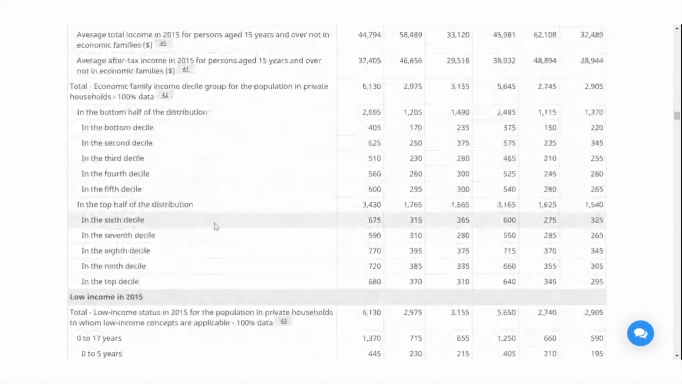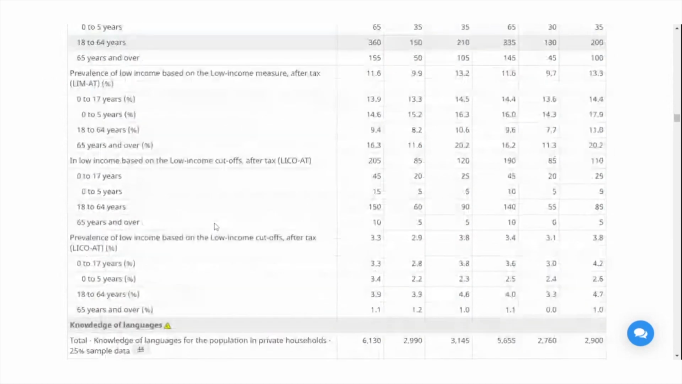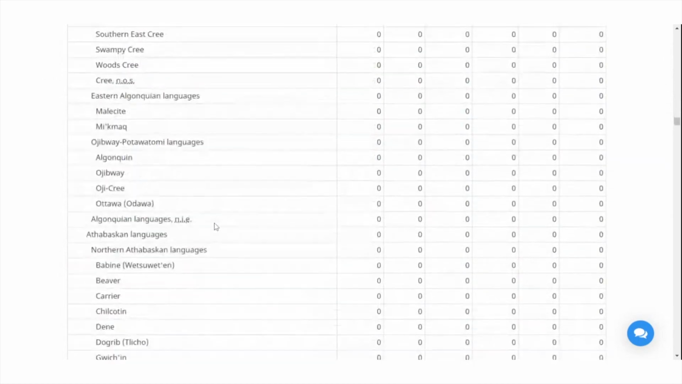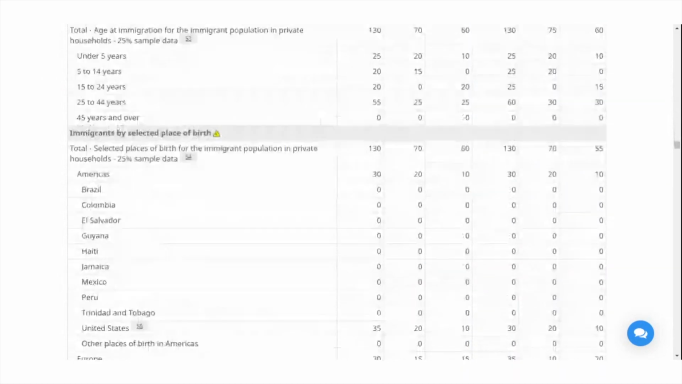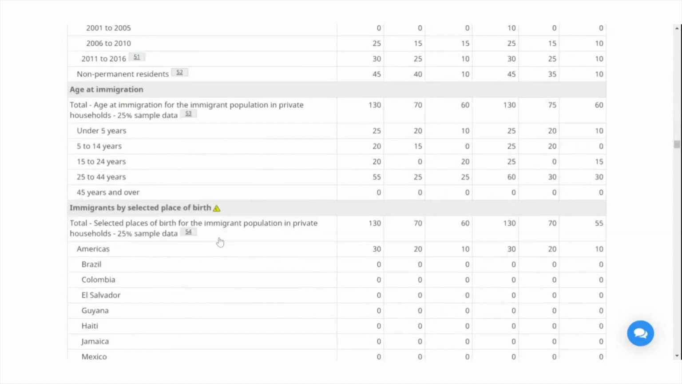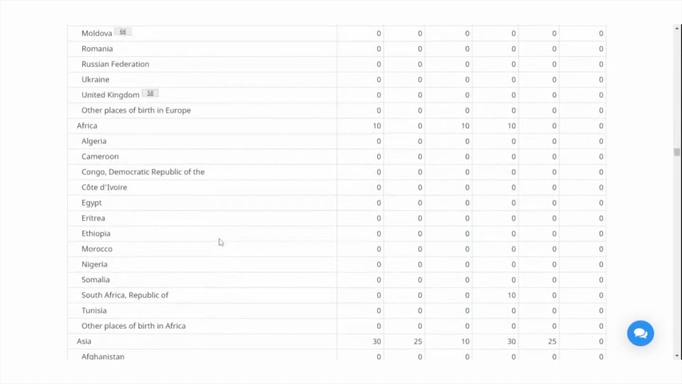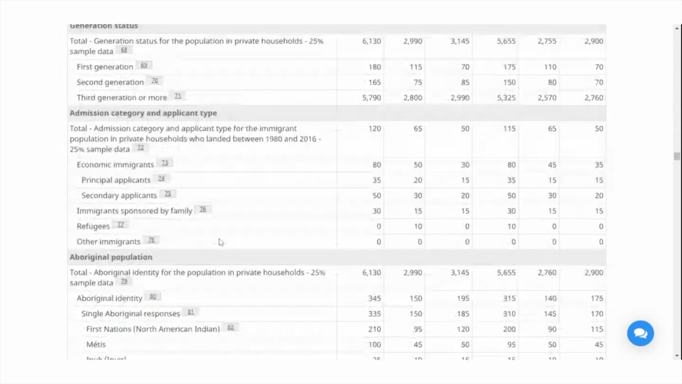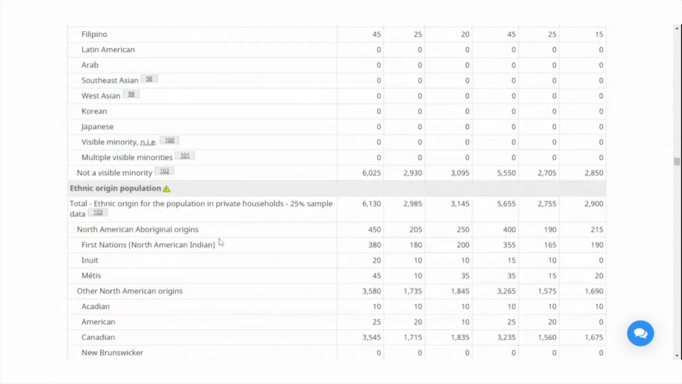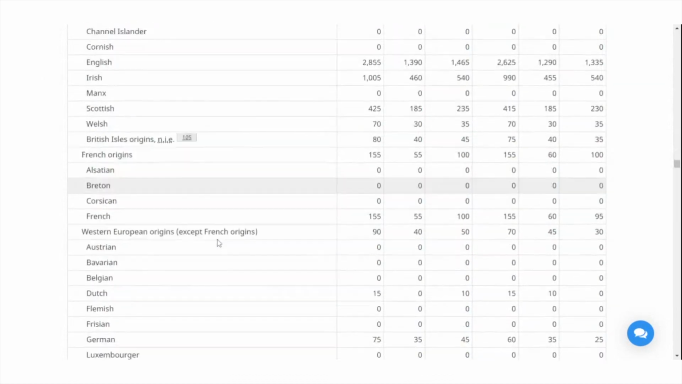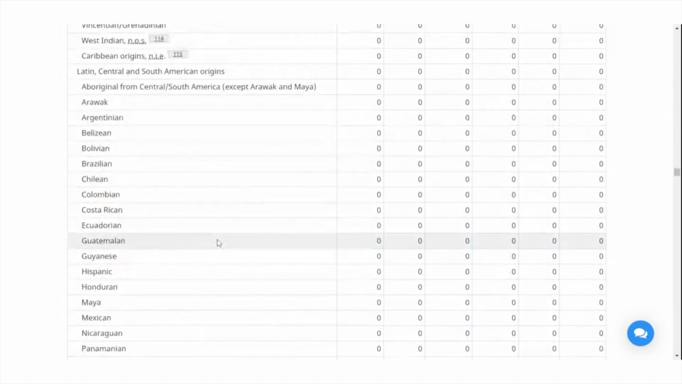We call them economic families here. Keep on going down, you will see how many people are low income. Knowledge of languages. And again, with this language thing, Stats Canada really goes deep into that. Immigration. How old were you when you immigrated? Recent immigrants, where they came from. Aboriginals. Visible minorities. Ethnic origin.